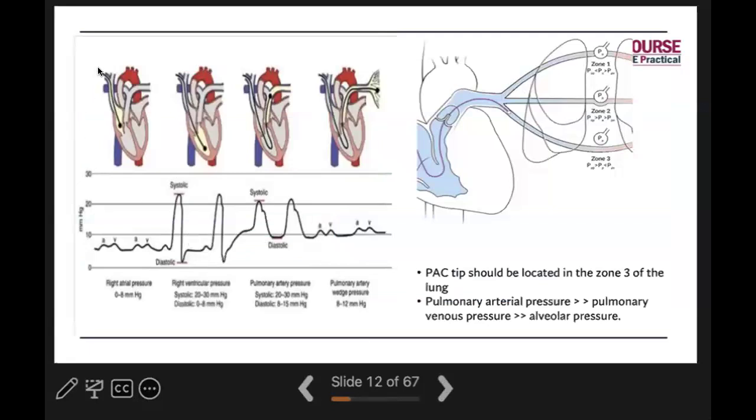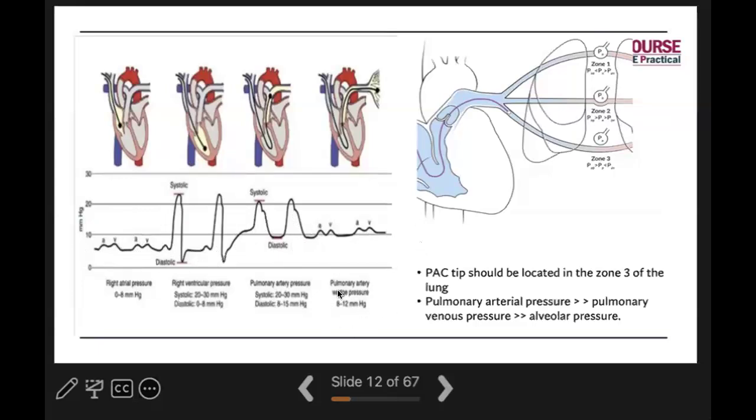During insertion of the pulmonary artery catheter, as per the location of the guiding balloon, the waveforms change. In the right heart, there may be A, C, and V waves. When it reaches the right ventricle, there is a systolic wave but a close to zero diastolic wave. Once it reaches the pulmonary circulation, there is a definite systolic and a diastolic wave. And once it is wedged, it again becomes the same as the A and V wave.